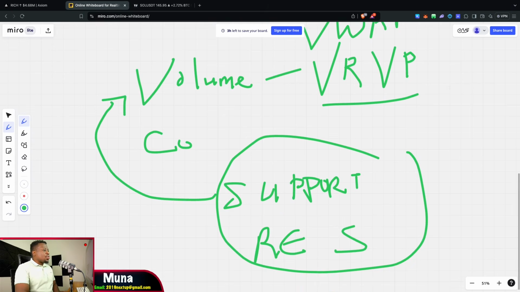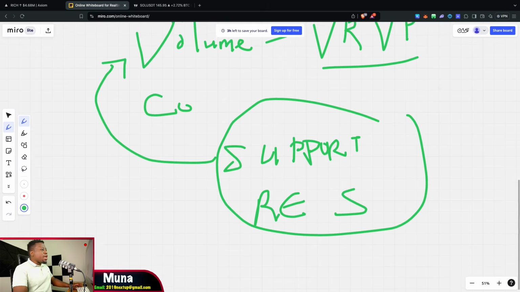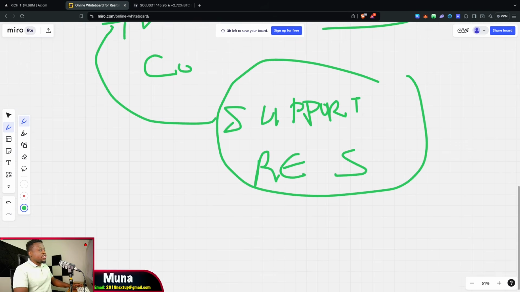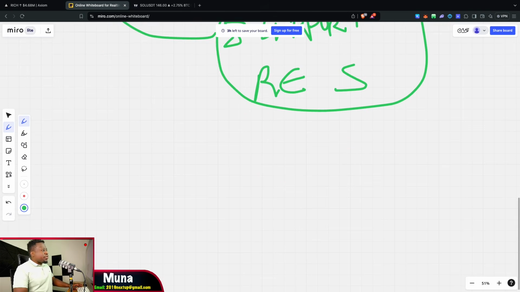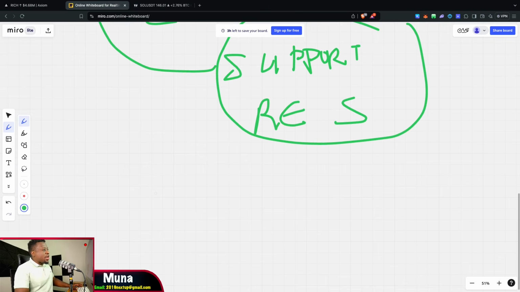So getting back to what we were talking about, right? How do you get to identify support and resistance? So support and resistance can be identified using order blocks. So an order block basically is the most important part of a trading session where the most amount of volume and trading occurred that led to an increase or decrease in price.